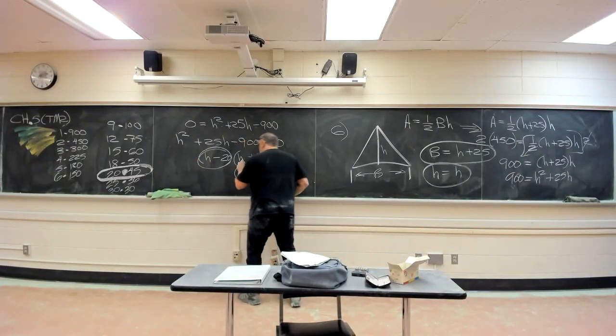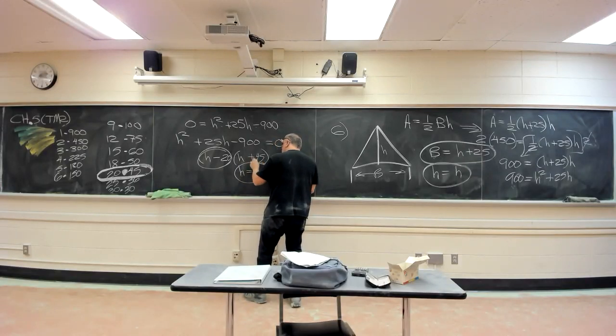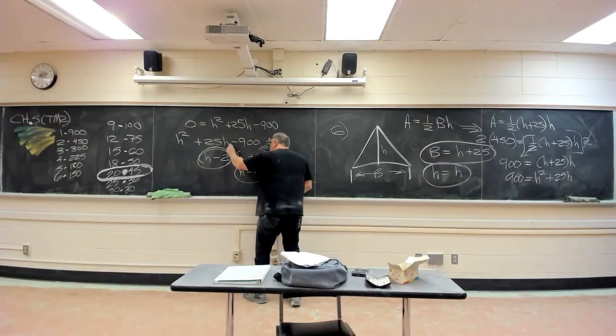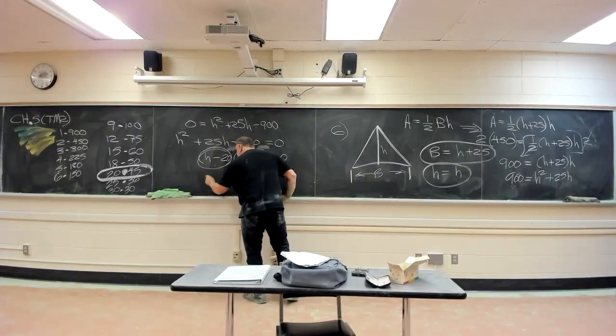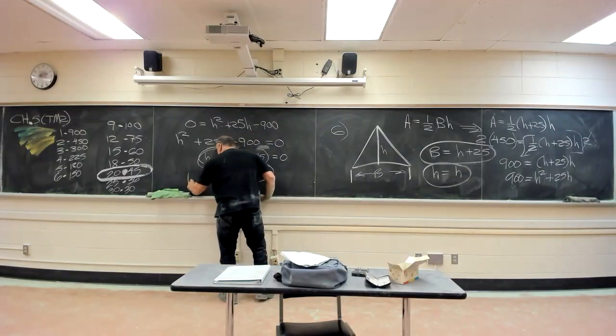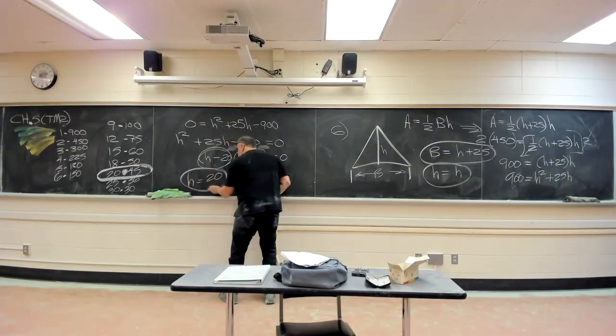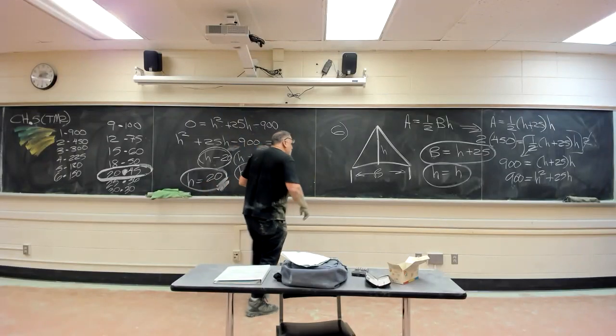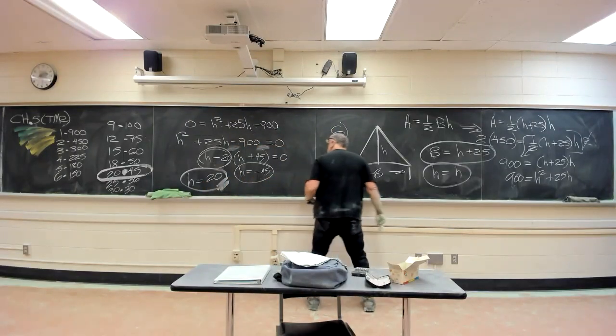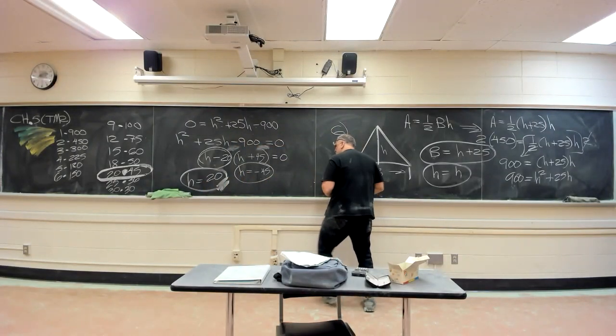What number plus 45 will give me 0? I want this guy to be 0, or I want that guy to be 0, right? We talked about that already. Well, negative 45 works, and over here, what number minus 20 will give me 0? Jackpot. This is it. This is what the height is. This one mathematically works, but not for us. So what's the height? This is the one that works.